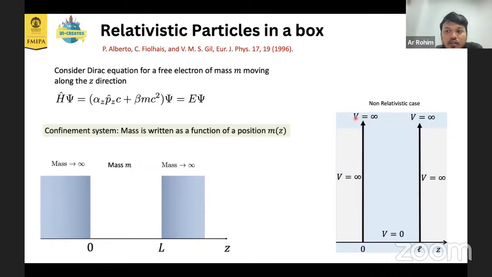So in the non-relativistic case, we have this scenario, right? The potential inside the confinement area should be zero, but the outside should be infinite. But for the relativistic particle in a box, the mass inside the confinement area should be finite, for example M here, and then the mass outside the confinement area goes to infinity.